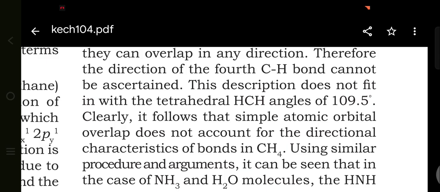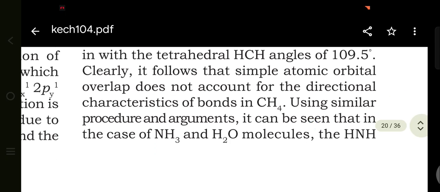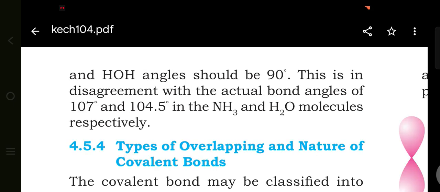Clearly, it follows that simple atomic orbital overlap does not account for the directional characteristic of the bond in CH4. Using similar procedure and arguments, it can be seen that in the case of NH3 and H2O molecules, the HNH and HOH angles should be 90 degrees.